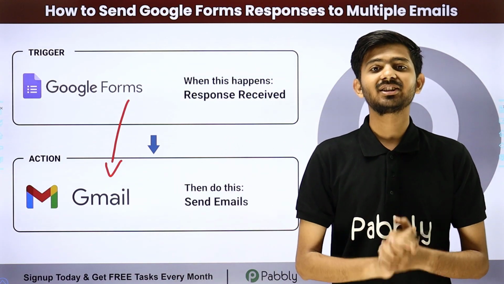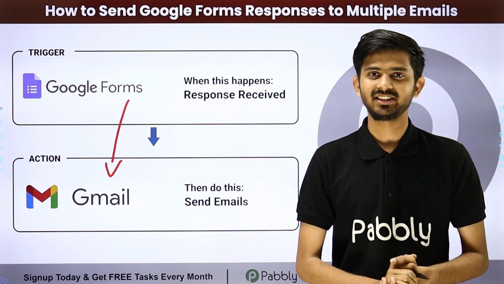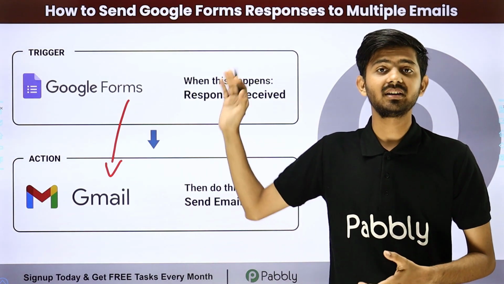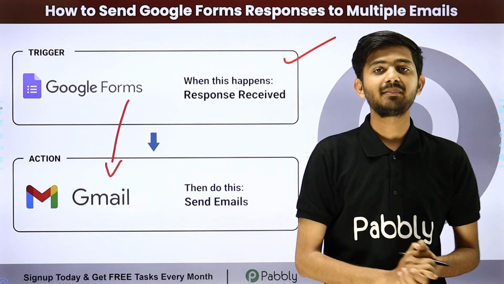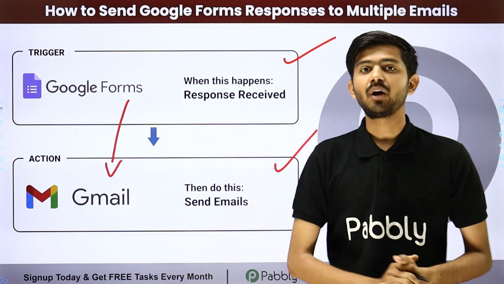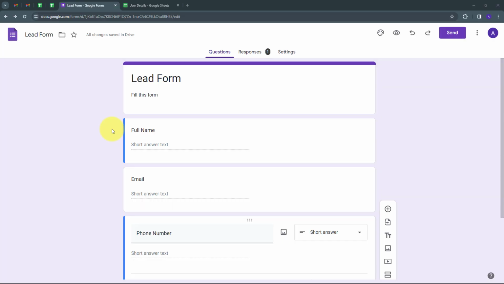For building this connection, I'm going to use Pabbly Connect, which is an amazing software for automation and integration. In Pabbly Connect, I have to use trigger and action. In the trigger application, I'm going to use Google Forms. In the action application, I'm going to use Gmail. So how am I going to build this connection? For that, let me take you to my computer screen. I hope you can all see my computer screen.